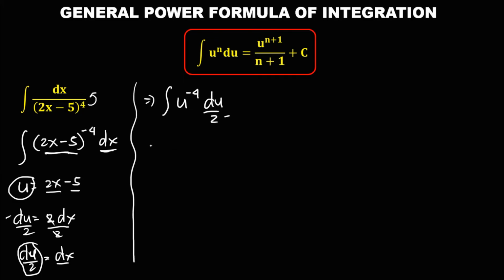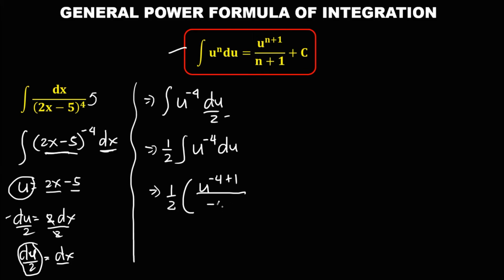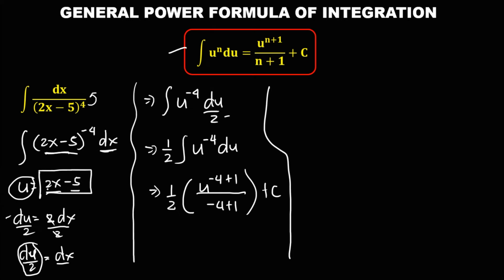Then since we have this denominator 2, we can have 1 over 2. Then the integral of u to the power negative 4, then the du. Then using this formula, we have 1 over 2 times u to the power negative 4 plus 1 over negative 4 plus 1, then plus c. Then this time we can now substitute the value of u.